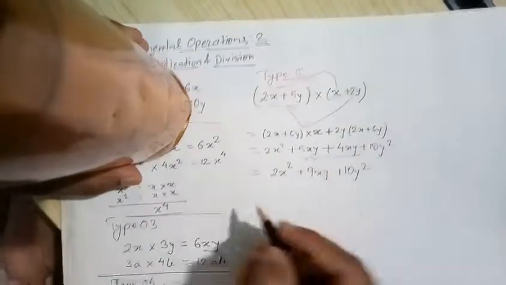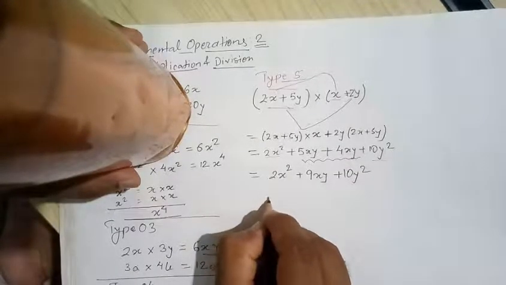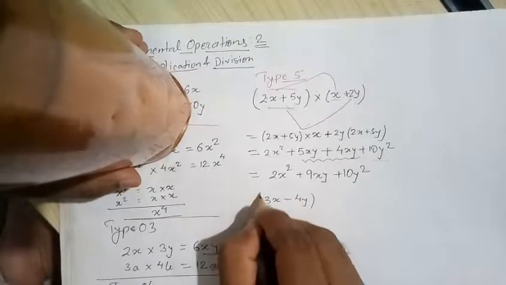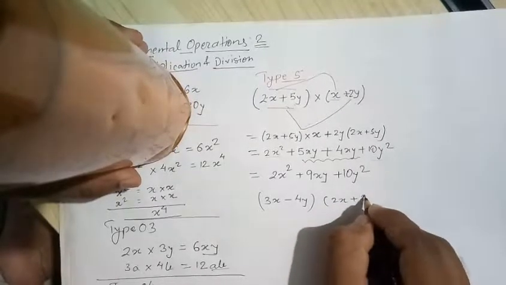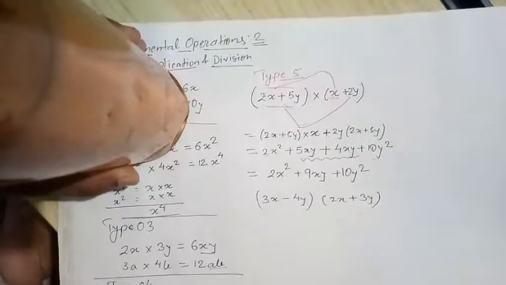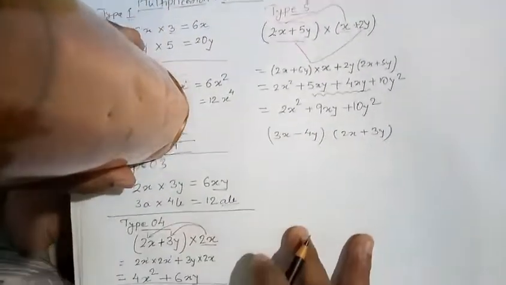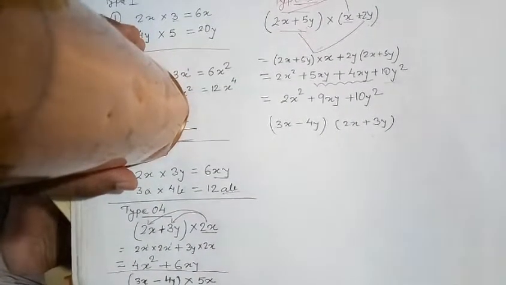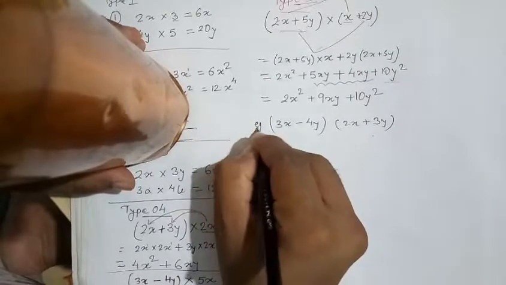Okay, if you want to practice, I give you one sum. Suppose you have 3x minus 4y multiplied with 2x plus 3y. All the best. Pause the video, practice it. Now it is not a type now. I hope you understood. So final one, I will try with you one example. So try this example by yourself.